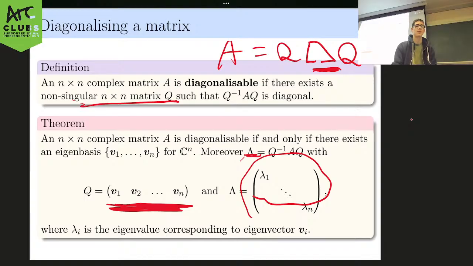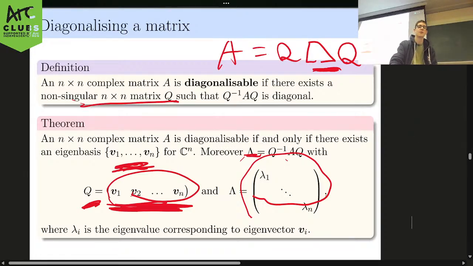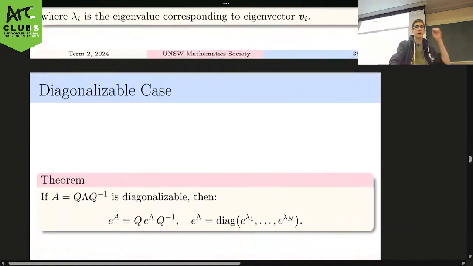And so that means that such a Q only exists if we have a basis of eigenvectors, which isn't always the case. So there are cases where we don't have a basis, but if we do, and we can write A as Q times gamma times Q inverse, then we'll see in the next slide that this lets us find the exponential quite easily.